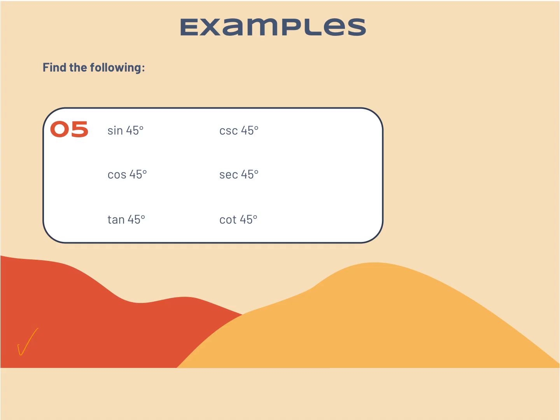All right, so we're going to do the exact same thing now with 45 degrees, right? So I'm going to draw my 45, 45, 90 triangle, right? A 45, 45, 90 is an isosceles, right? So that means this side is the same as this side, which are both going to be 1, right? So I'm going to write a 1 and a 1.